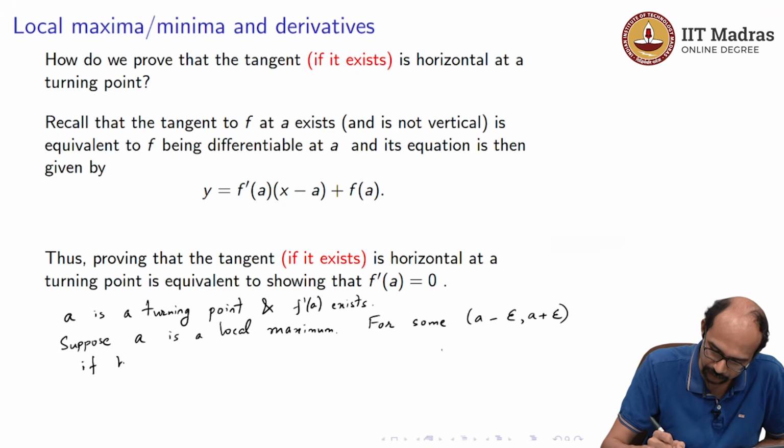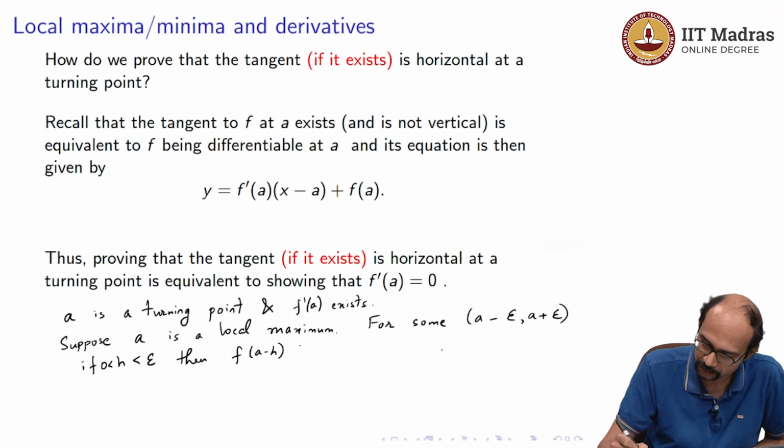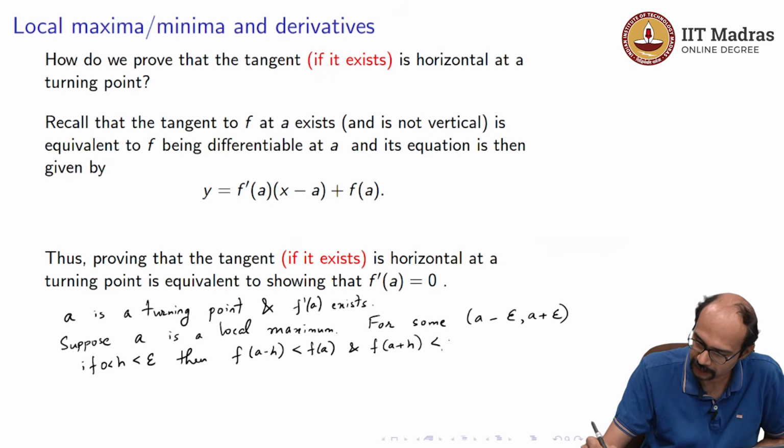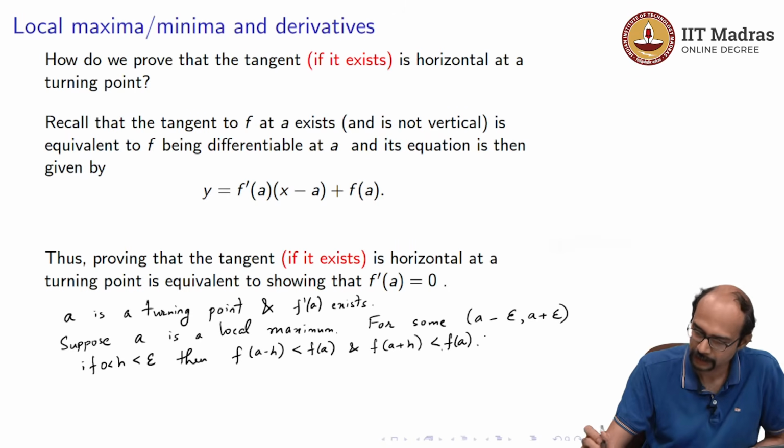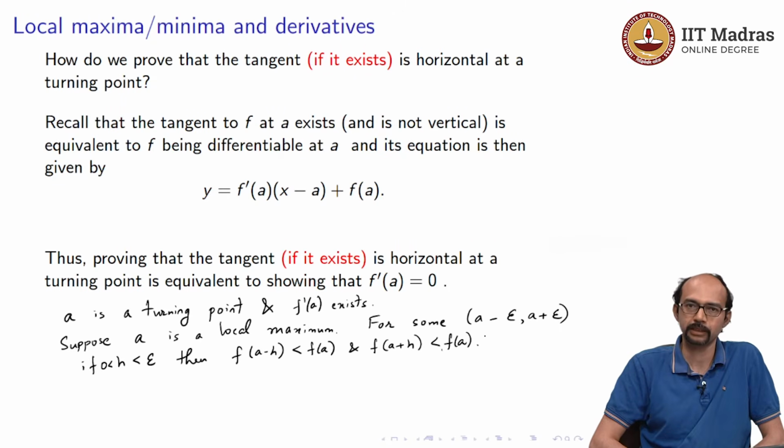if h is less than epsilon, then f of a minus h is less than f of a, and f of a plus h is less than f of a, right. That is when you will say that this is a local maximum.